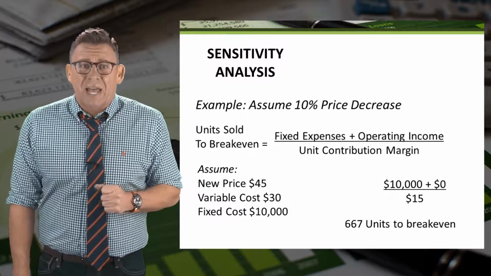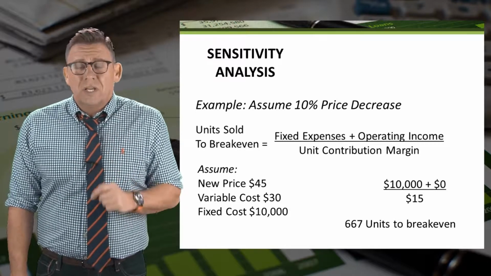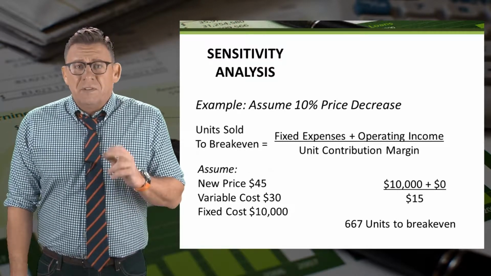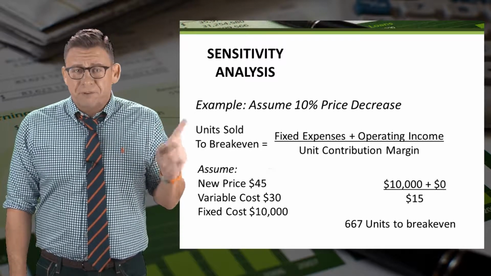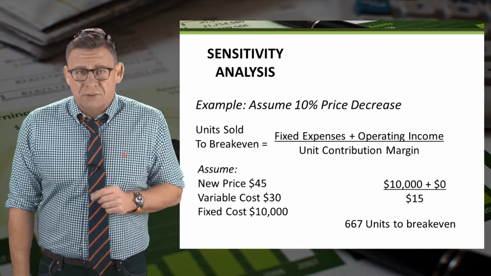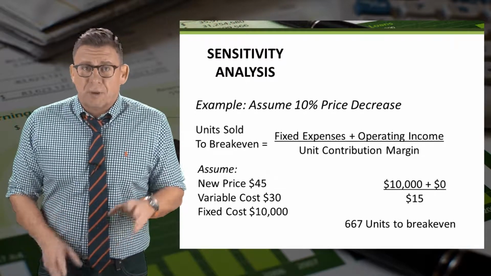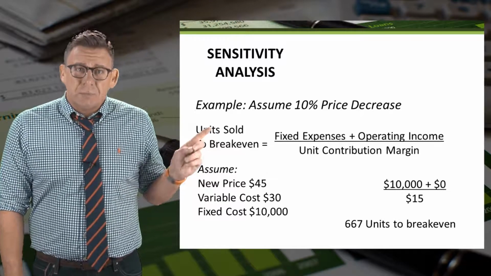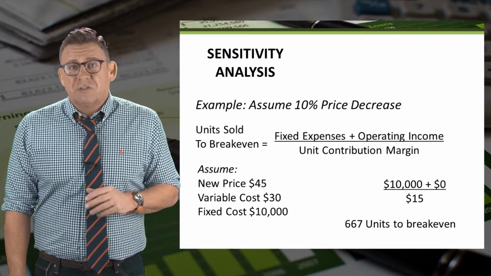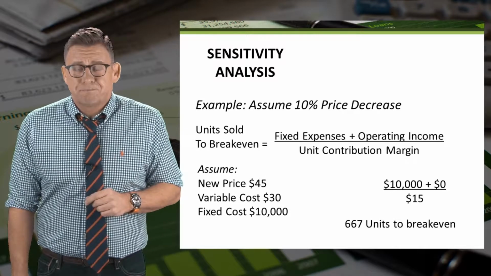What is break-even now? We need to calculate the new unit contribution margin. In this case, a 10% decrease in price drops the price from $50 per unit to $45 per unit. So the unit contribution margin drops from $20 to $15. Thus, the break-even in units increases to 667 units with a price decrease.